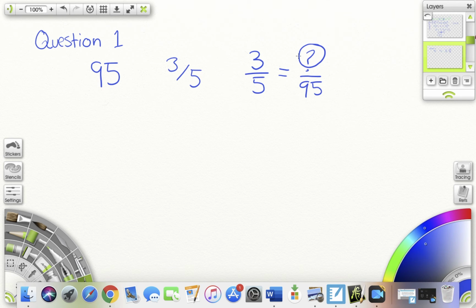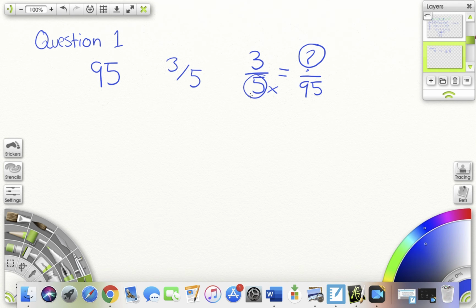The easiest way to do this, and the most straightforward way, is I need to figure out what times 5 equals 95. Because whatever that number is, I can just multiply that by the 3, and that will give me the equivalent fraction. So this is a little bit different from the common multiplication and division problems we've been working on, but it's in line with what we have been doing with equivalent fractions and trying to find other fractions that create the same amount.